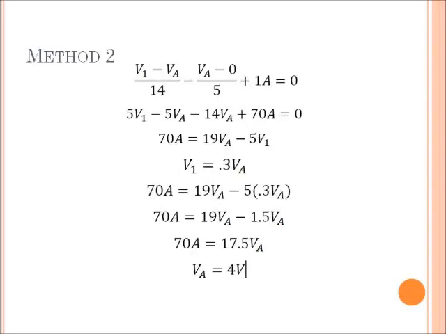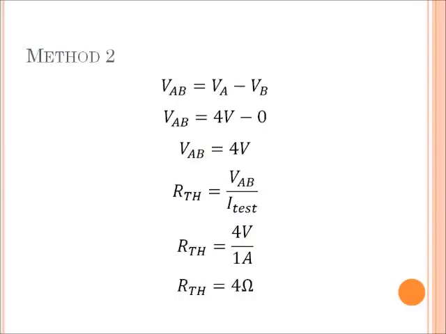We do the same process to the second equation and get 70 amps is equal to 19 VA minus 5 V1. We already solved for V1 in terms of VA, so then we can plug that equation into our second equation, leaving us with one equation with one unknown. This allows us to solve for VA. Next we find VAB, which is as simple as subtracting VB from VA. In this case, 4 volts minus 0.